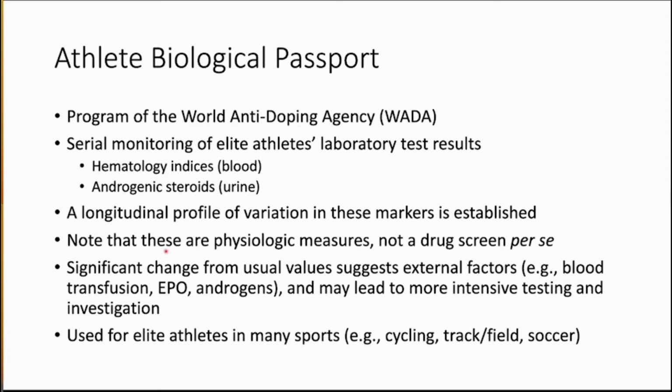And again, just to point out that this is not a drug screen. We're not actually looking for drugs here, but rather for changes in physiologic markers that might come about as a result of taking androgenic steroids, for example, or blood doping, or administration of erythropoietin. All of these have been used by athletes who are cheating in terms of gaining physiologic advantage. So any significant change from usual values suggests that there is an external factor at play, and that might be a blood transfusion, including the athlete's own blood, administration of EPO, erythropoietin, and androgens.